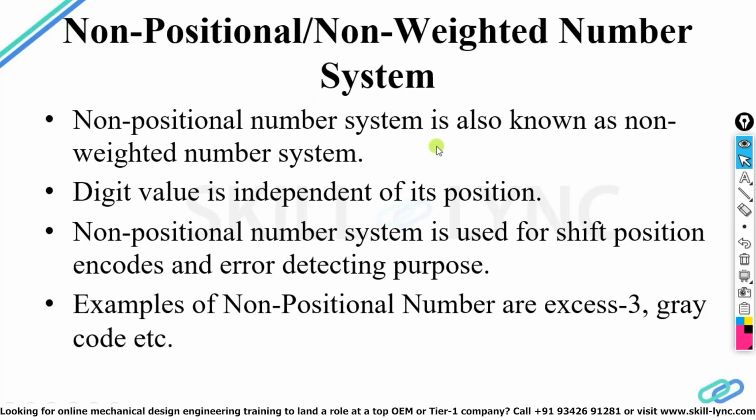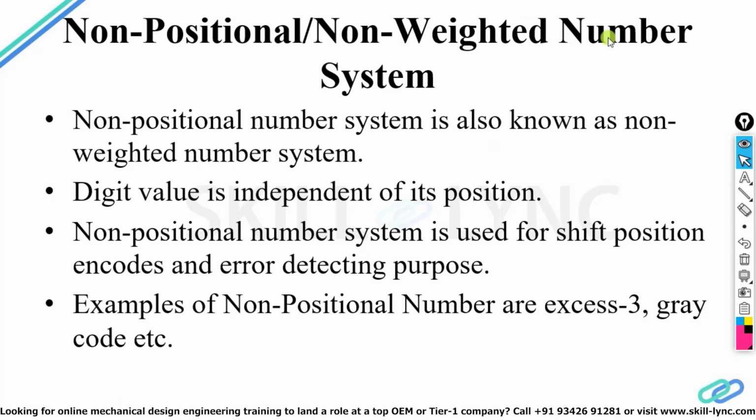The non-positional number system is also known as the non-weighted number system. In this non-weighted number system, weights are not associated with the positions. Digits are independent of their positions. It is used for shift position codes and detecting errors. Examples of non-weighted number systems are Excess-3 code, Gray code, etc.